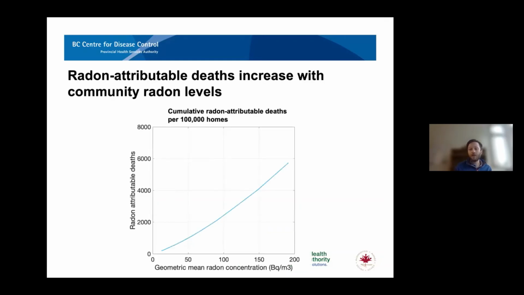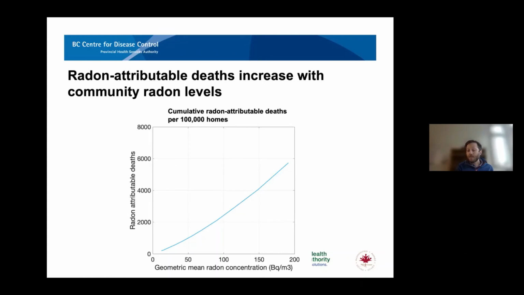So let's take a look at some of the outputs here. What you're looking at now is a bit different from what we looked at before. Here on the x-axis, you have those different communities. So you're looking at the geometric mean radon concentration. Geometric mean, you can think of it like the mean. It's just a way of measuring the overall radon distribution in what we call a log normal distribution. So as you move from the 0 to the 200, you're moving from a low radon community to a high radon community. And on the y-axis, you have the number of radon attributable deaths over 60 years per 100,000 homes.